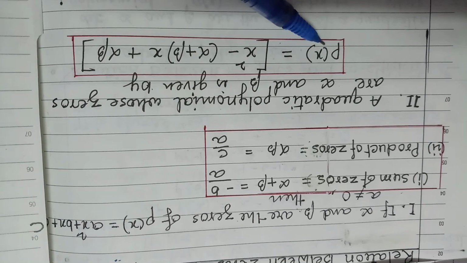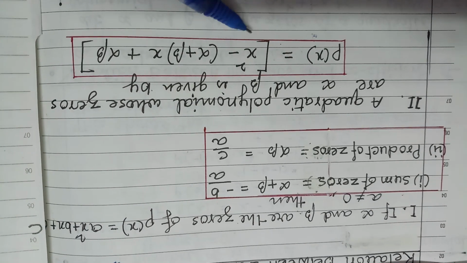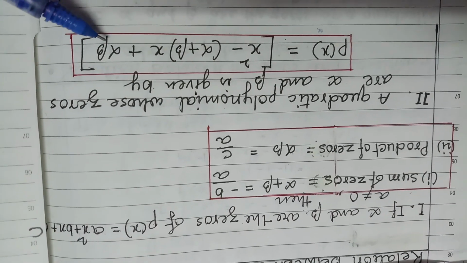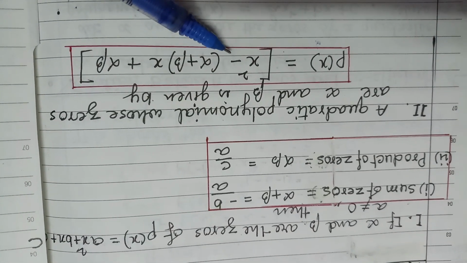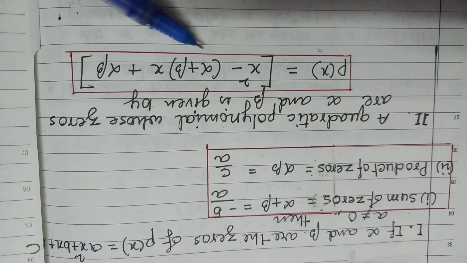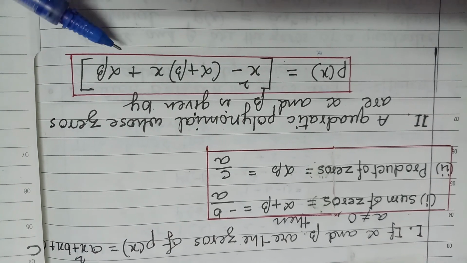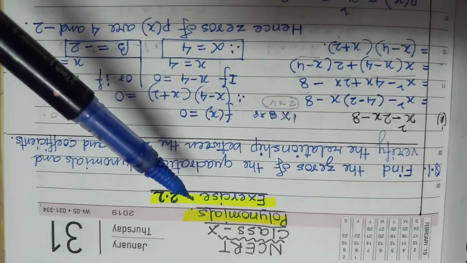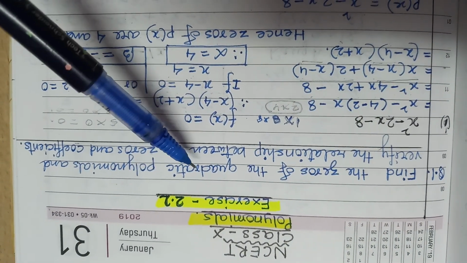So polynomial p of x is equal to x square minus (alpha plus beta) x plus alpha beta. The minus sign you have to remember here. Okay, x square minus (alpha plus beta) into x plus alpha beta. Now we will go through exercise 2.2, NCERT class 10 polynomial 2.2.